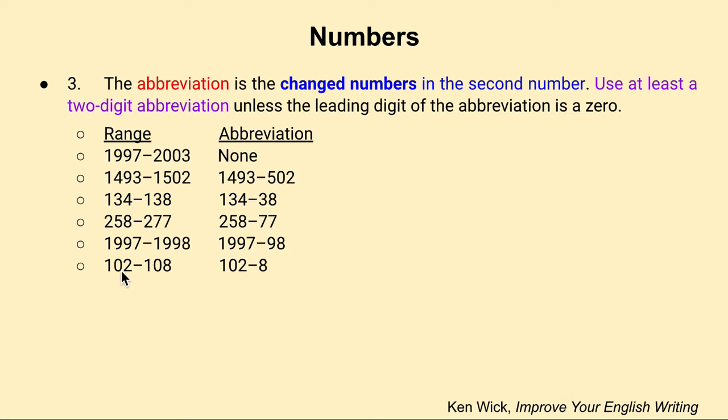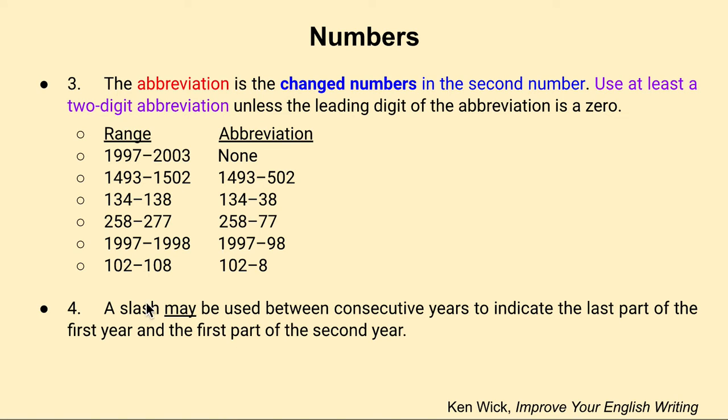That makes sense. So if you think about the change, the change number is just the 8, but then I need 2, that'd be 08, but I don't use a 0. So if you go through that entire rule there, hopefully going through these examples helps you understand how to make that abbreviation.